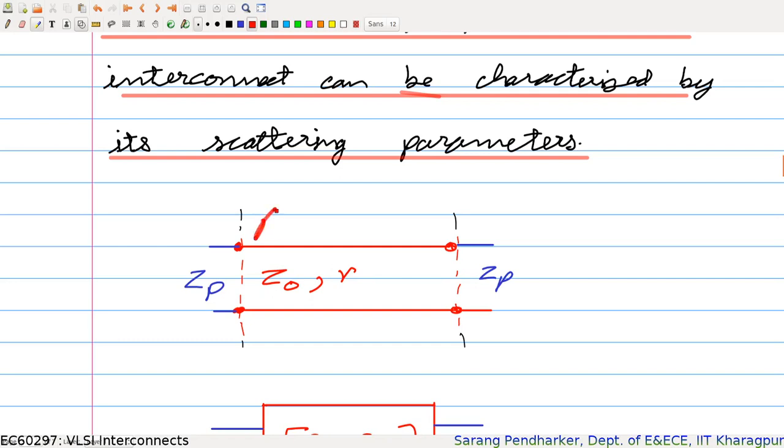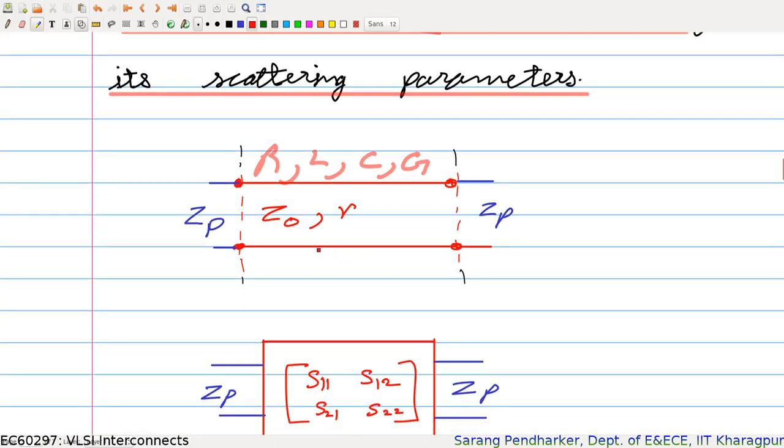So your interconnect will have some resistance, inductance, capacitance, and in general it will also have a conductance, I mean a shunt conductance G. So we know that there are these interconnect intrinsic parameters which are Z0, the characteristic impedance of the interconnect, and gamma, the propagation constant. We have discussed this in detail in module 2, where we were discussing the RLC interconnect.